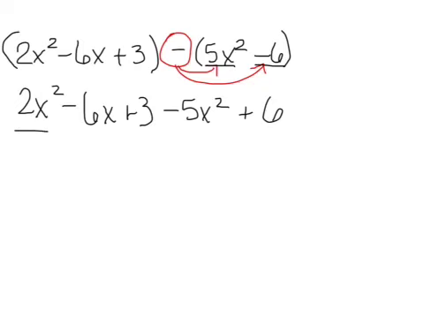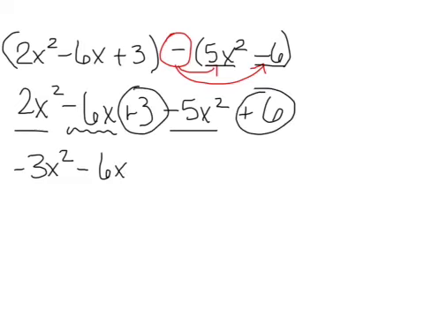We have 2x squared minus 5x squared, leaving us with negative 3x squared. We have negative 6x, which does not combine with anything, leaving it as negative 6x. And we have plus 3 plus 6, leaving us with plus 9.